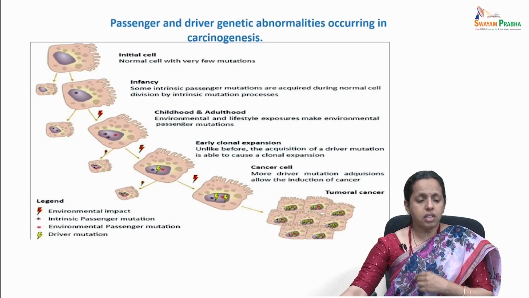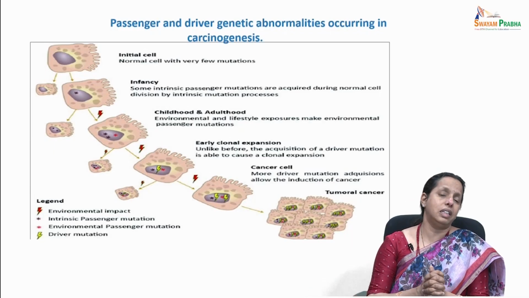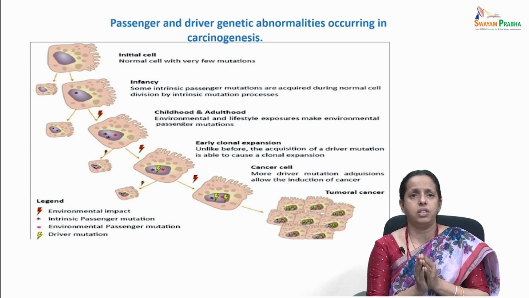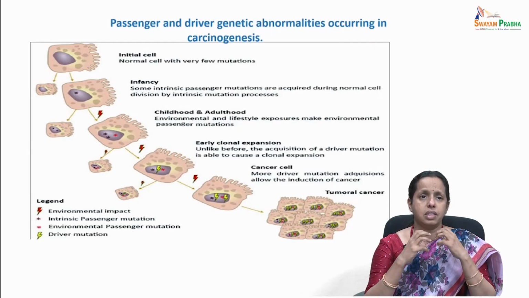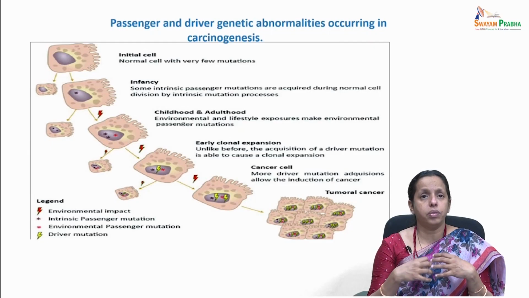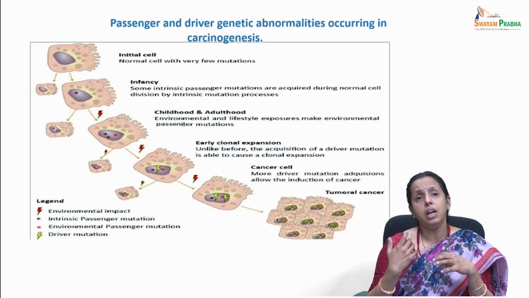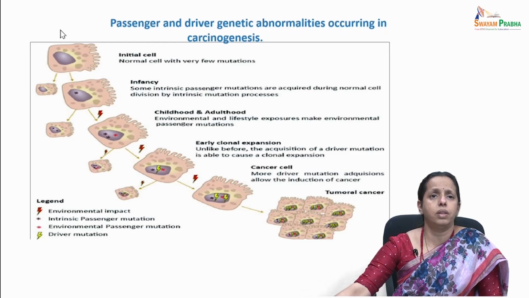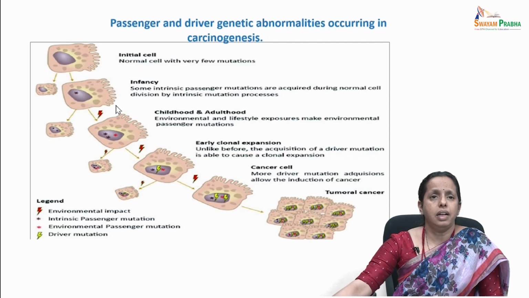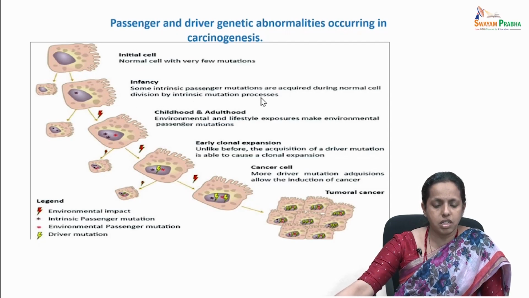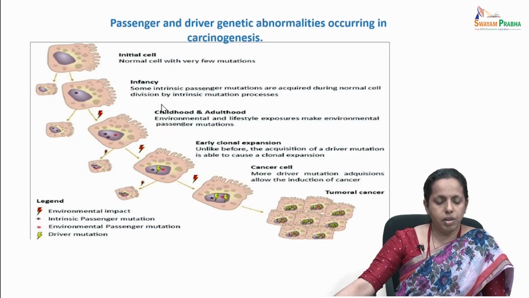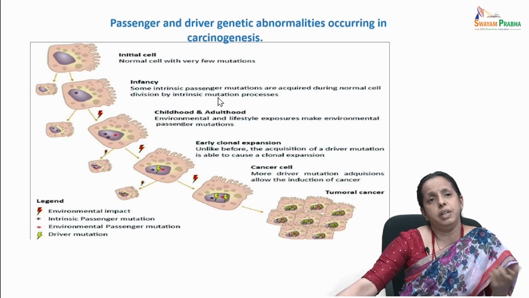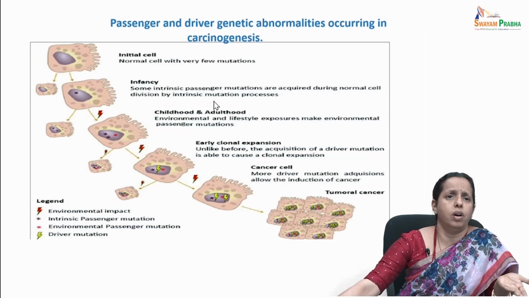So coming back to a regular story which we have already dealt with in detail. If you go back, we know that there are passenger genes and there are driver genes. We know that the driver gene per se is whatever exactly drives the gene which is responsible for the process of carcinogenesis. For example, you have an initial normal cell with very few mutations. Then some intrinsic passenger mutations are acquired during normal cell division by the intrinsic mutation process. Some very small mutations, but they could be eliminated. They will be eliminated during the growth.